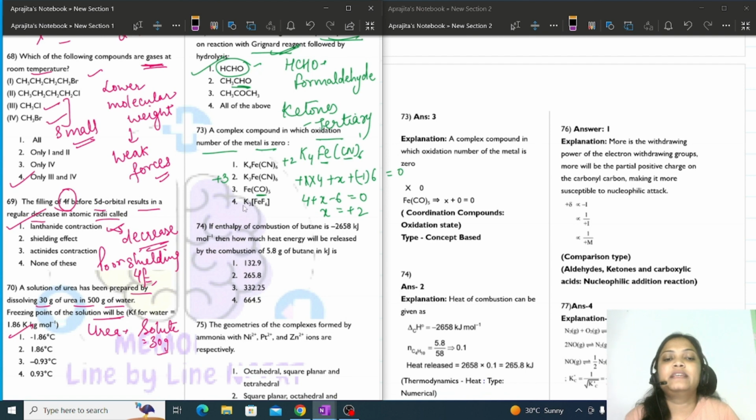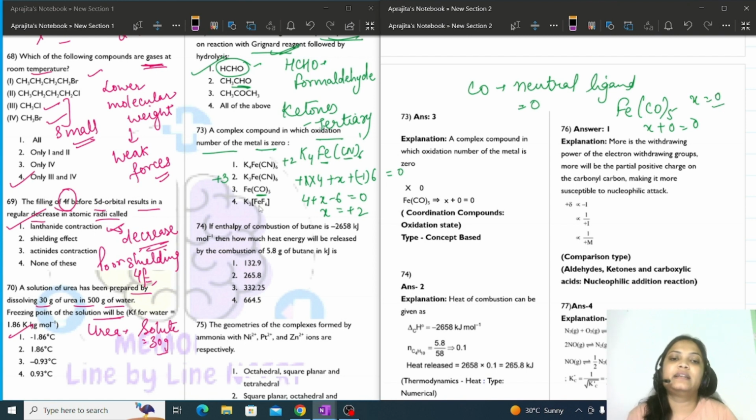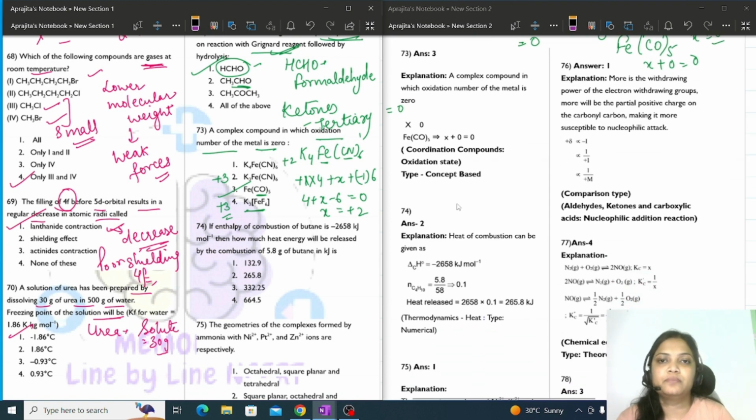Now here CO, carbonyl, it's a neutral ligand. CO, it's a neutral ligand. So the charge would be 0. So in Fe(CO)5, the oxidation state of metal would be 0. And in this one also it's +3. So the answer is option number 3.